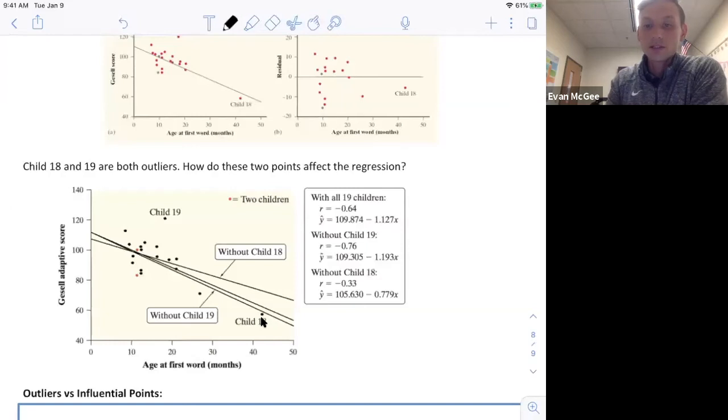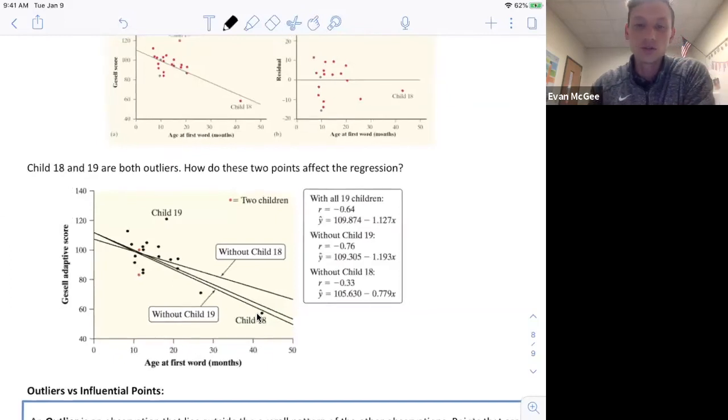Let's see how it changes for child 19. When we remove this point, the line only changes this much here. So you can see that child 18 is much more influential, and you can also compare correlations again: negative 0.64, and it only decreased to negative 0.76. So there's not as much of a change here. Even though both of these points are outliers, it's important to note that outliers in terms of x are the ones that are more influential on regression.